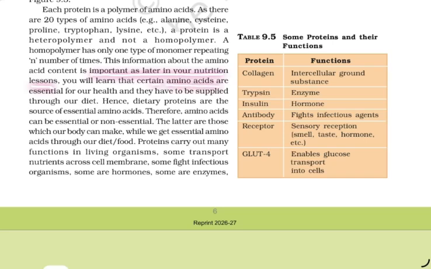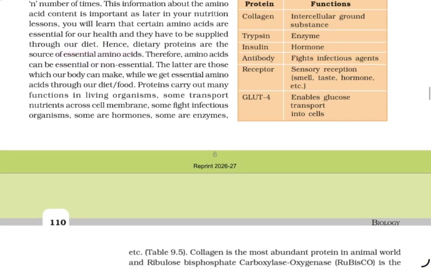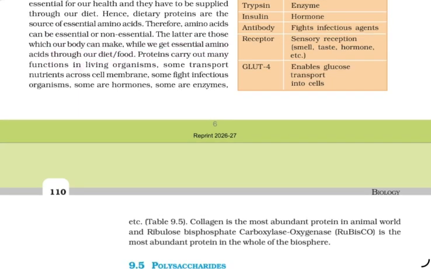You will learn that certain amino acids are essential for our health and they are to be supplied through our diets. Hence, dietary proteins are the source of essential amino acids. Therefore, amino acids are essential and non-essential. The latter are those our body can make, while we get the essential amino acids in our diet and food.